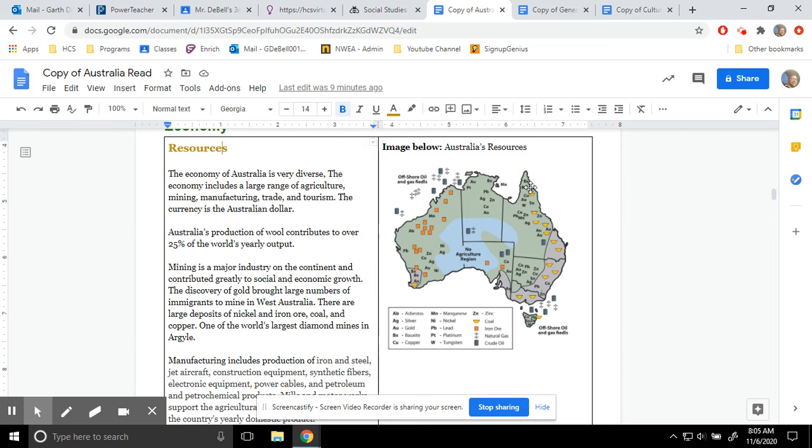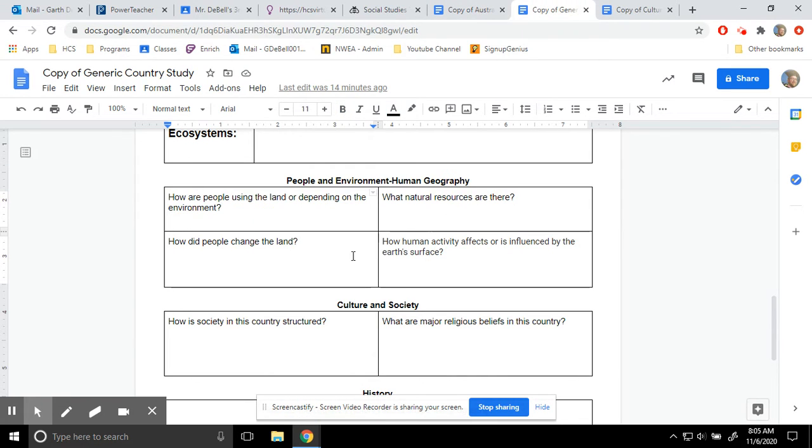Like all on the eastern coast, they have a lot of coal, and on the western coast, they have a lot of iron. So these are the things that you're going to be talking about whenever you're talking about natural resources. How did people change the land? We talked about that. What are they doing to the forest? And I guess it's not really the land, but I would also accept it if you talked about the overfishing and stuff, how they're affecting the ecosystem in the water around Australia.